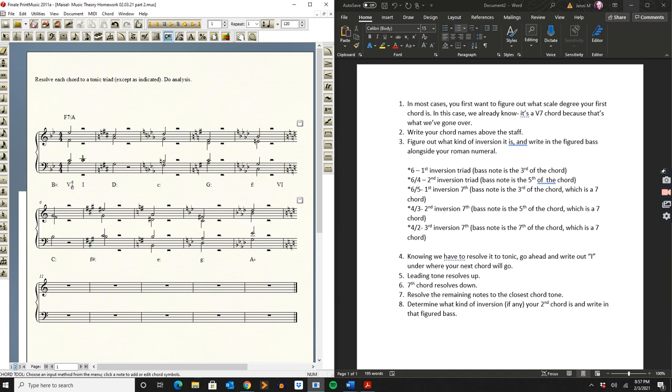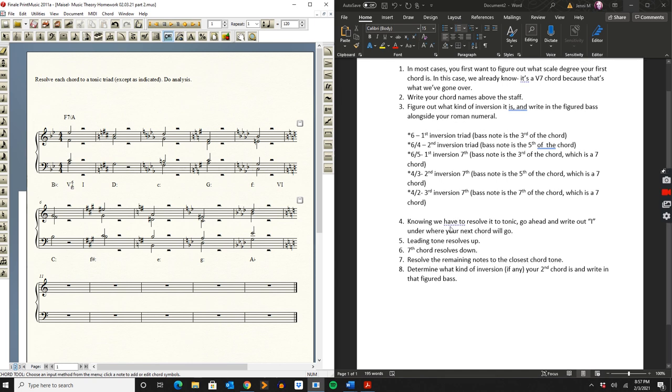Now we're going to work on resolving down to the tonic triad. The rest of it we've already done before: you resolve the leading tone up, you resolve the 7th of the chord down, and then you resolve the remaining notes to the closest chord tone. The only thing that changes is that you no longer know for sure that your bass note goes with that 1, because we don't know if this 1 chord is going to be inverted or not. So let's just do what we already know we need to do.